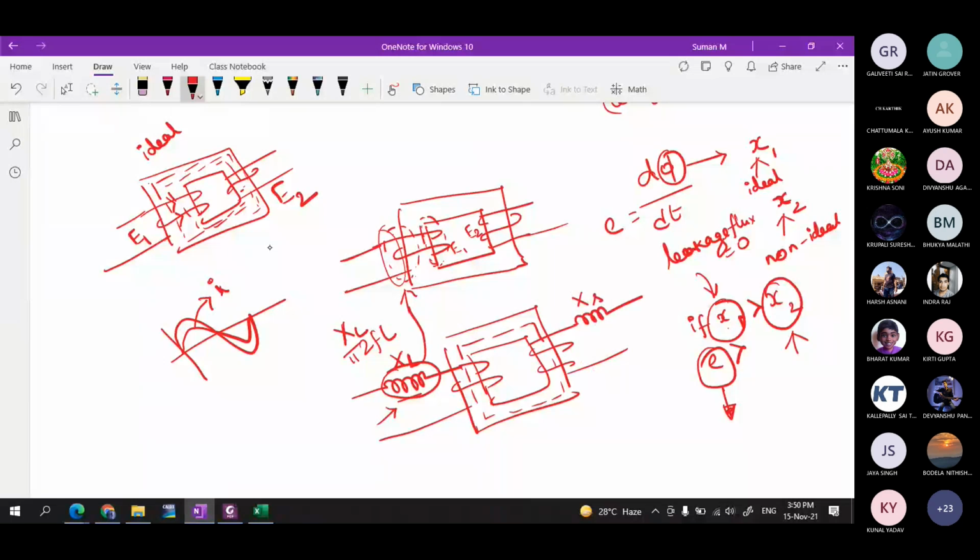Why we have drawn it in series is because if the current increases, then the flux is also increasing. That's why we have drawn it in series. If it is connected in the shunt way, it will not be happening in the same fashion. So that's why we have drawn it in the series way. Now what we have done is, we have represented the leakage flux.